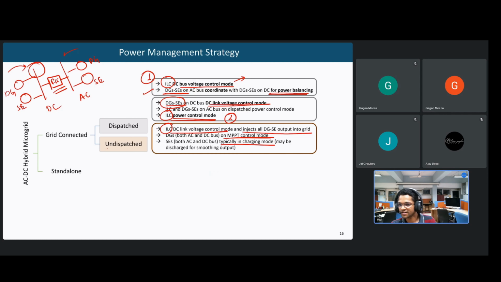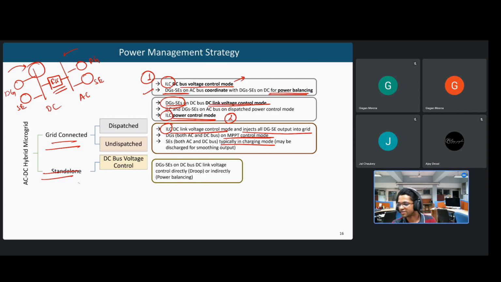So this was the grid connected mode. Then we have the standalone mode, or the isolated or islanded mode. Here also we have two types of control. One is the DC bus voltage control. In this case, the DG and storage on the DC bus can, because it is working in standalone, so we have to maintain the voltage. So that is the priority here.